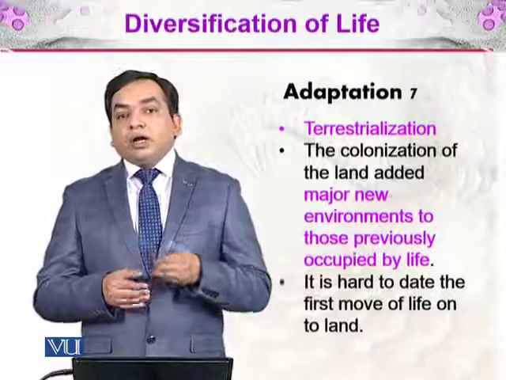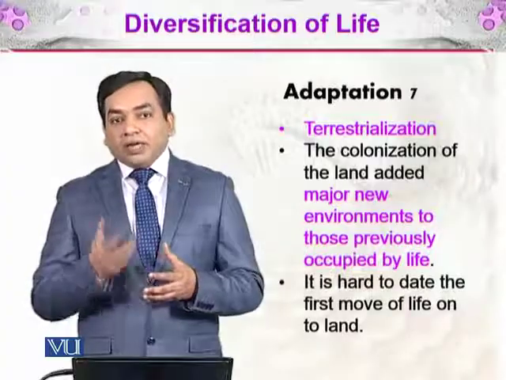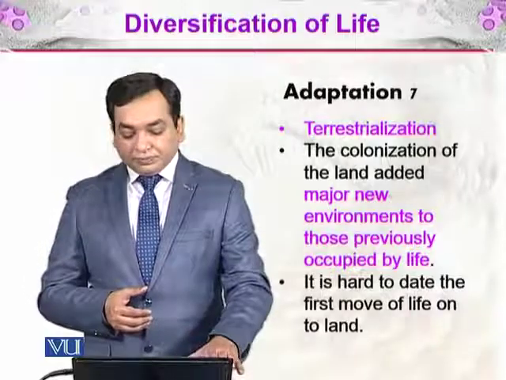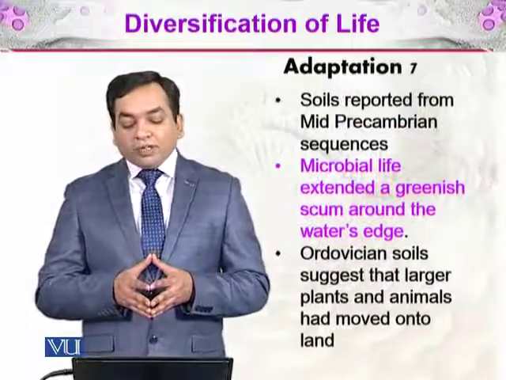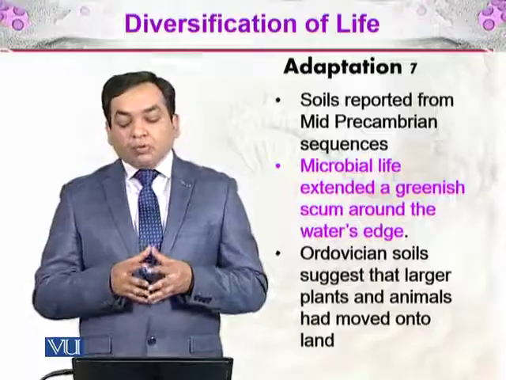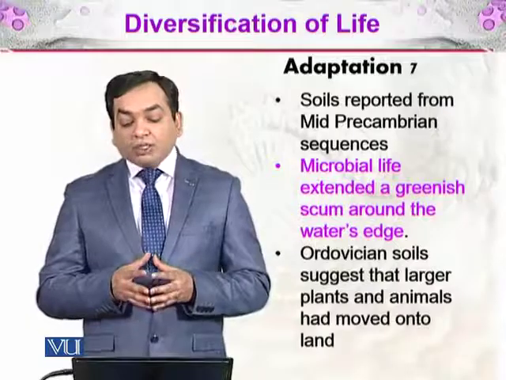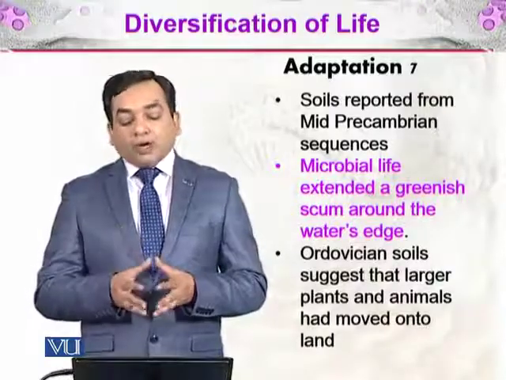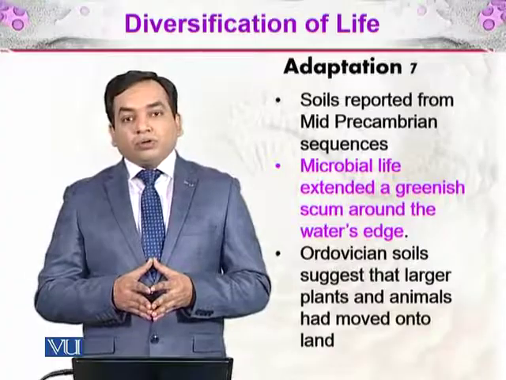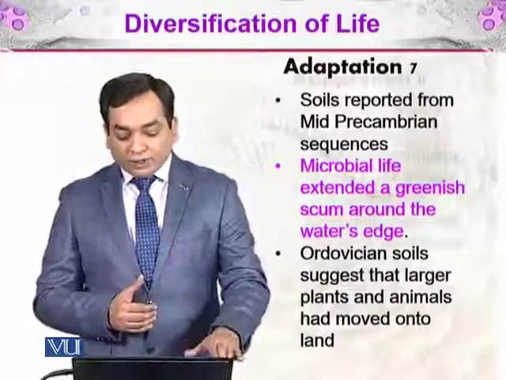For example, plants adapted to produce vascular tissues, and the skeleton or the lungs were for the animals to live on the land environment. Soils reported from the mid-Cambrian sequences show that microbial life extended a greenish scum around the water edges. And then the Ordovician soils suggest that larger plants and animals had moved onto the land. So this was adaptation 7, in which the plants and animals moved onto the land.